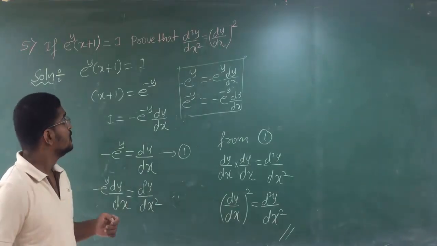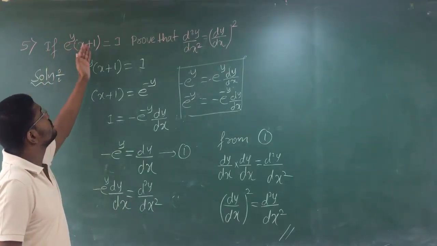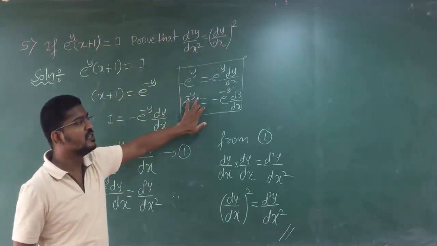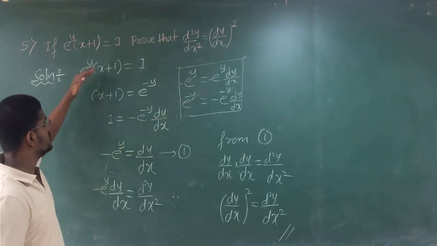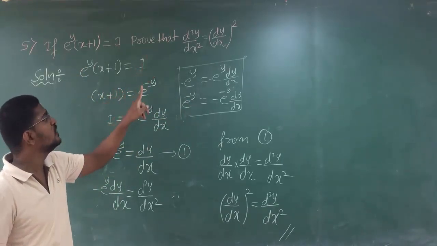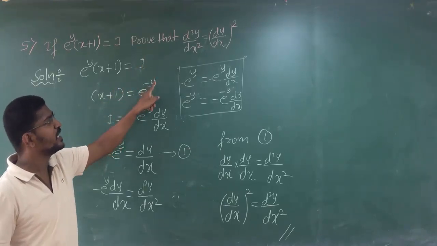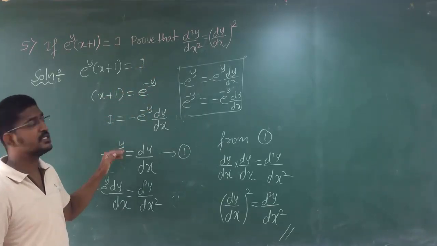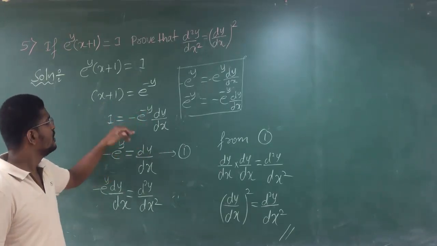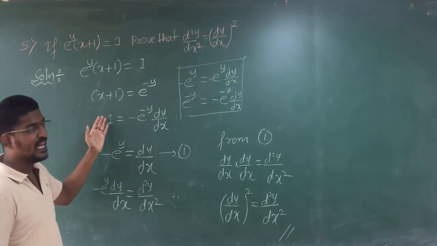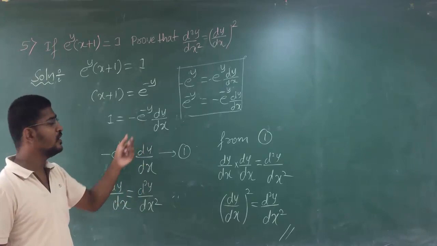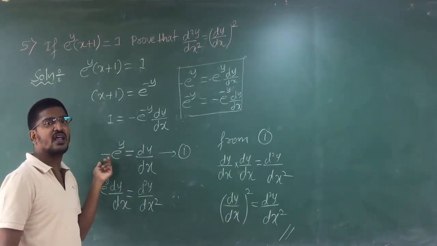Clear, students? So for that reason, if e to the power of y times x plus 1 equal to 1, prove that this particular term. You must remember these formulas. If you know these formulas, this will be very easy. First step, e to the power of y, on this side it will be e to the power of minus y. Differentiate once, this will be 1, this will be minus e to the power of minus y dy by dx. If you write this term on LHS, it will be minus e to the power of y equal to dy by dx, because I have explained what it will be if I come on RHS.